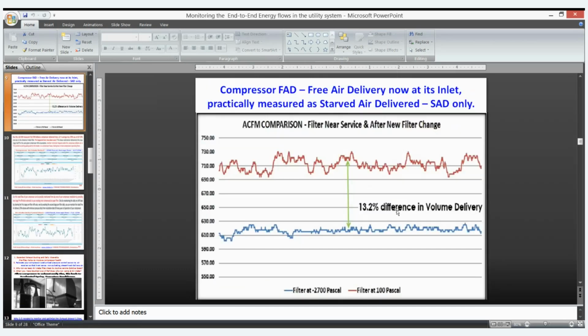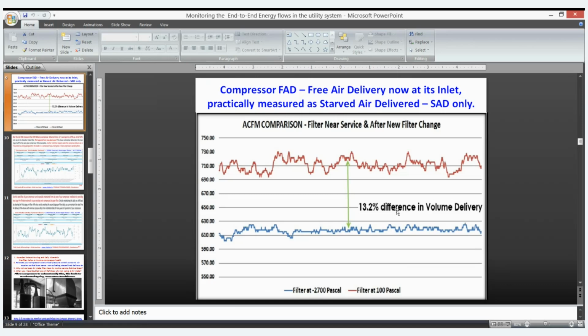The compressor FAD, free air delivery at the suction of the compressor, is what is defined by the OEMs. But in reality it is always a SAD delivery, not an FAD. The air is starved. The air is getting choked at the filter. And you can see that at a filter pressure drop of 2700 pascals, it delivers only 6 hundred CFM, whereas at 100 pascal, with a new filter, it is delivering 7 hundred CFM.